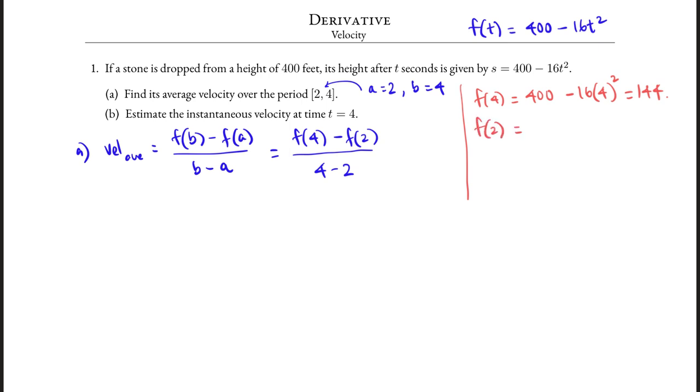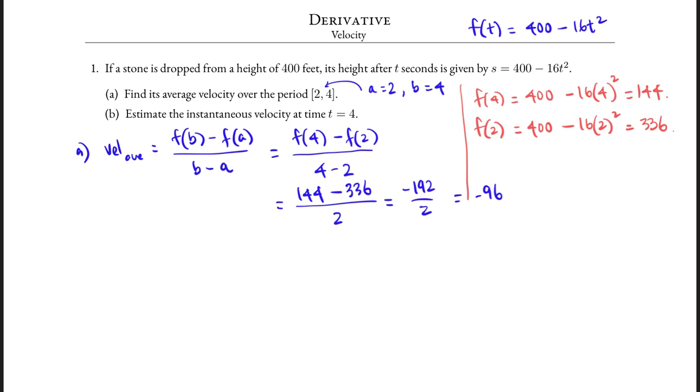F of 2 is 400 minus 16 times 2 squared. Again, using a calculator, we should get 336. We then put these back into this expression. We replace f of 4 with 144, and we replace f of 2 with 336, over 4 minus 2 in the denominator, which is 2. 144 minus 336 is negative 192 over 2. And so this is negative 96.